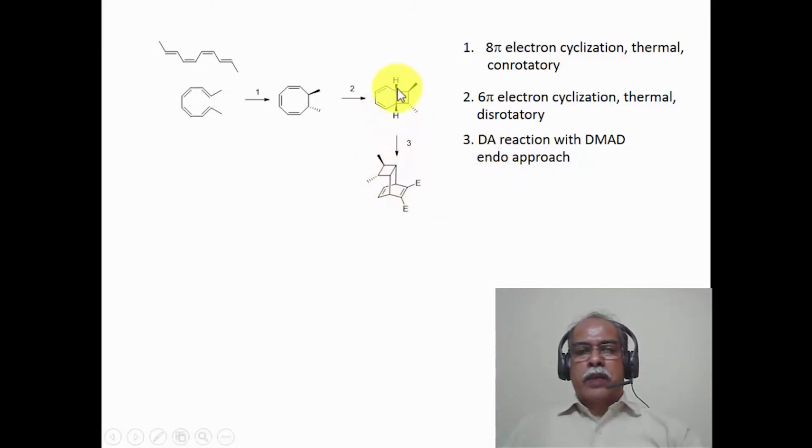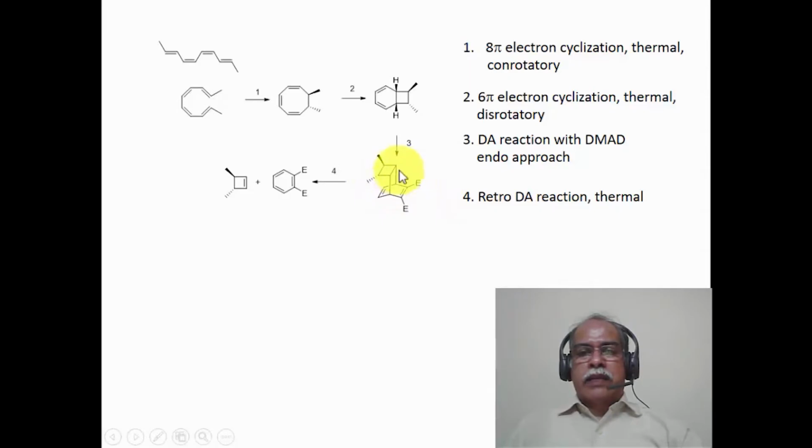In other words, compared to these two hydrogens pointing in this direction, the dimethylacetylene dicarboxylate should come from the side of these two hydrogens rather than from the side opposite to these two hydrogens, which will be hindered by this bridge, for example. So the least hindered approach is the endo approach in this particular case, resulting in the formation of this particular product. This is a 4pi-2pi cycloaddition reaction, so it is a suprafacial cycloaddition reaction that is taking place.